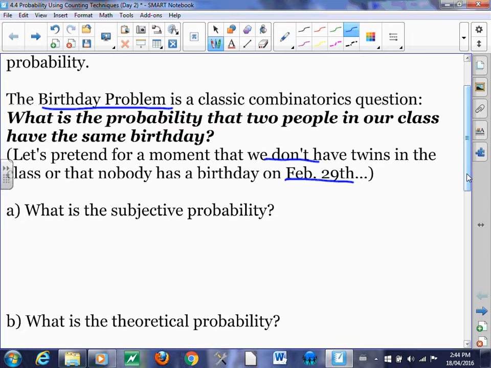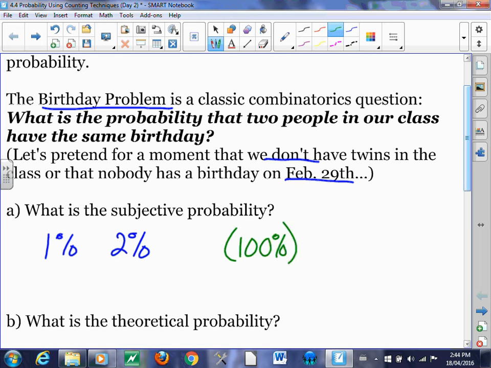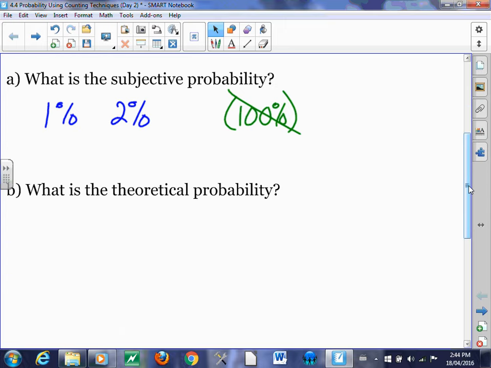So, subjective probability: I would just ask the class, what do you think the probability is of someone being in the class that has the same birthday? Well, maybe a 1% chance. Some people might say 2. However, if we knew we had twins in the class, some people would say subjectively it's 100% because we have twins, but we're not going to pretend we had twins. So it's going to be a pretty low percentage. Subjective is giving your opinion, your intuition and experience. We know it's going to be low.